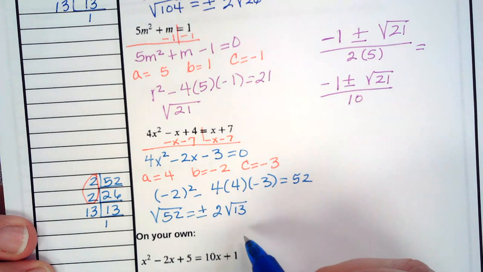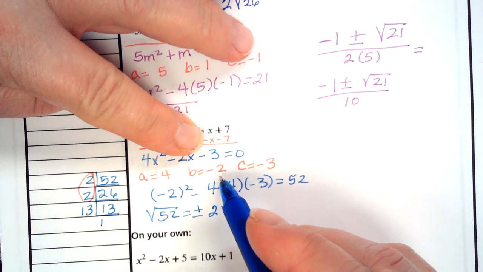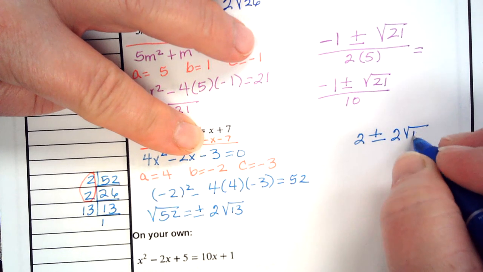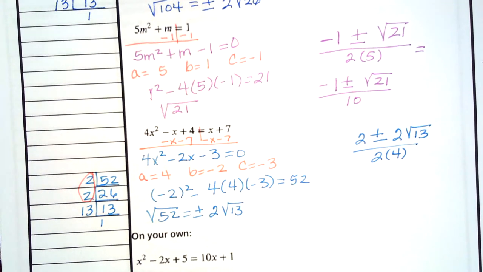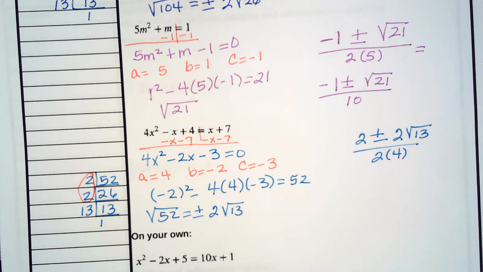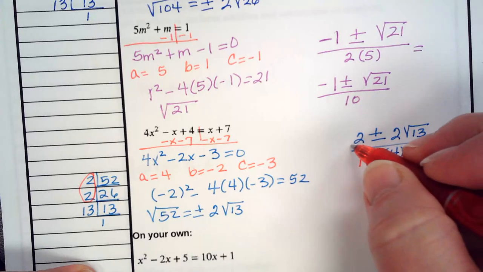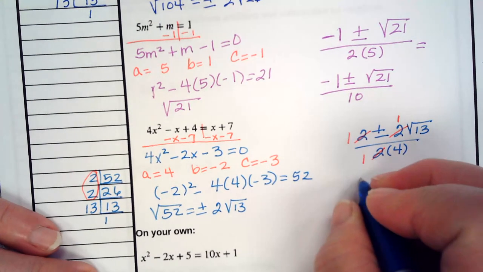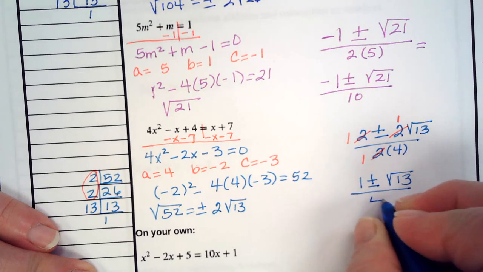Now, time to put it all together. What is the opposite of b? b is a negative 2. The opposite is positive 2. Plus or minus 2 square root of 13 divided by 2 times 4. Can I factor out anything? Yes, I can factor out 2. 2 divided by 2 is 1, 2 divided by 2 is 1, 2 divided by 2 is 1. So this is 1 plus or minus the square root of 13 divided by 4. And we're done.